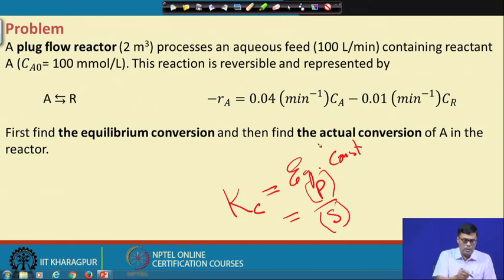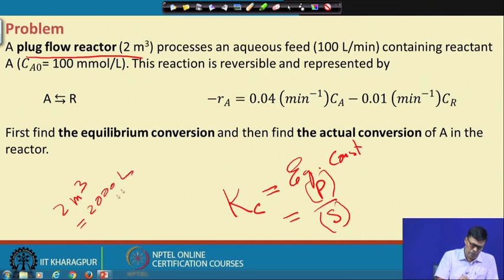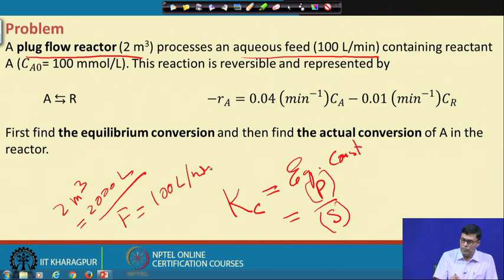Now, this is a plug flow reactor of capacity 2 cubic meter. 2 cubic meter means 2000 liters. Am I right? The aqueous flow rate F is equal to 100 liters per minute, containing the reactant, and the CA0 value is given as 0.1 mole per liter.